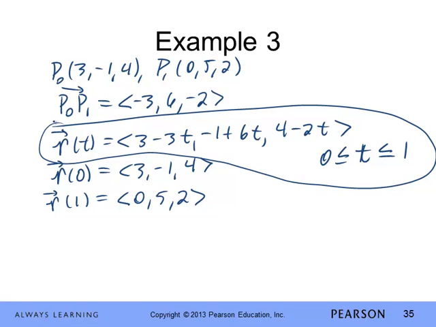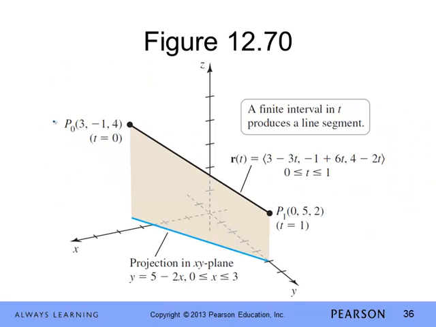Does that make sense, everybody? Any questions on that? Okay. And there's a picture of what we just did. Point P sub 0, P sub 1. And we came up with the line segment that goes between those 2 points. And of course, you could project that line segment into any of the 3 coordinate planes by setting the appropriate variable component equal to 0. Moving along here.